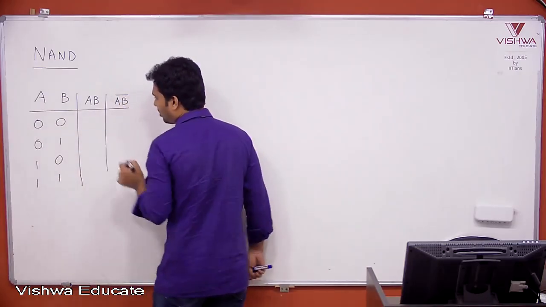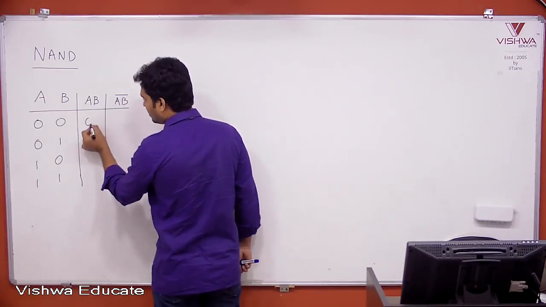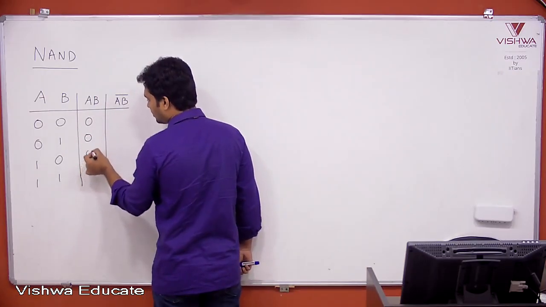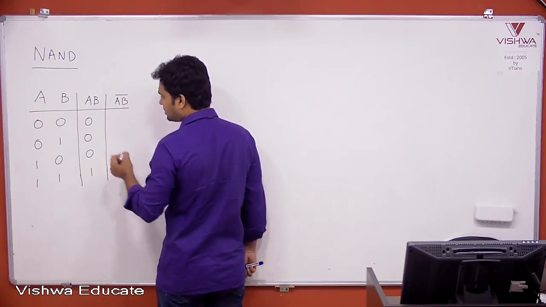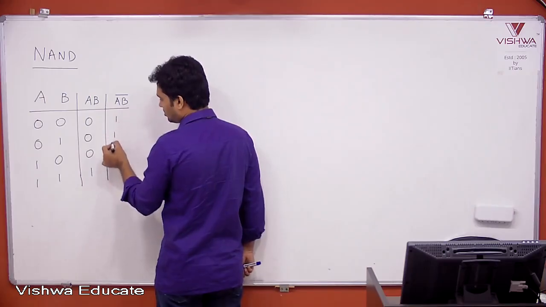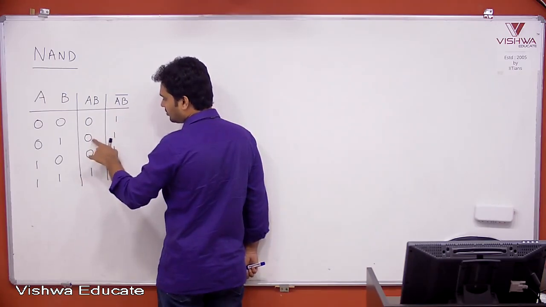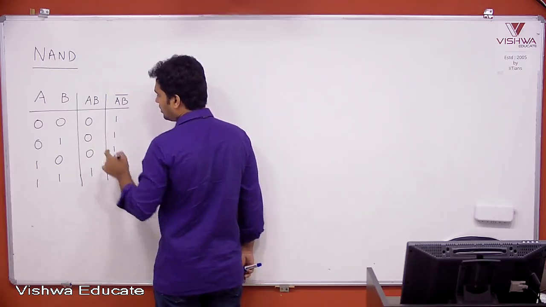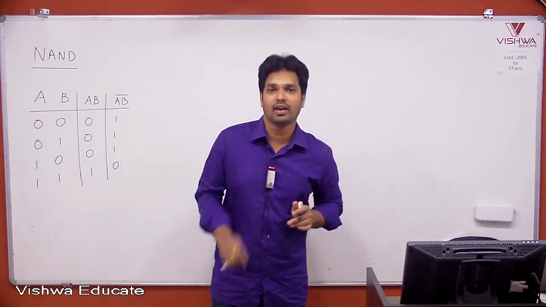So you know the AND operation we have already discussed in the previous lectures. What is the AND operation? Both are 1, then only 1. Then what is the inversion of this? Right. 0 inversion is 1. Okay, 1 inversion is 0. So this is what we call the NAND gate. What is a NAND gate? Inversion of AND gate.